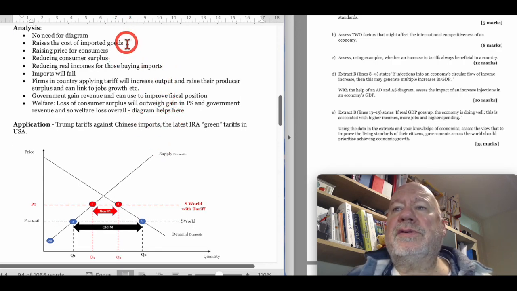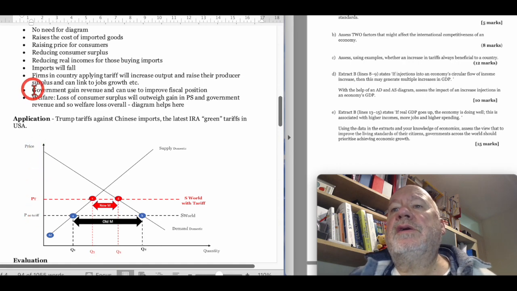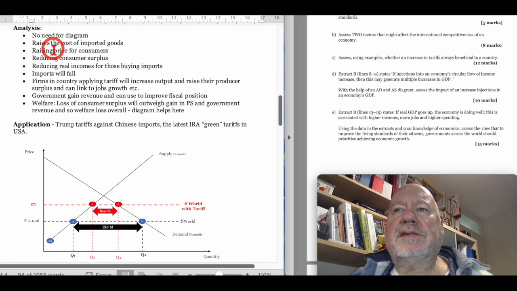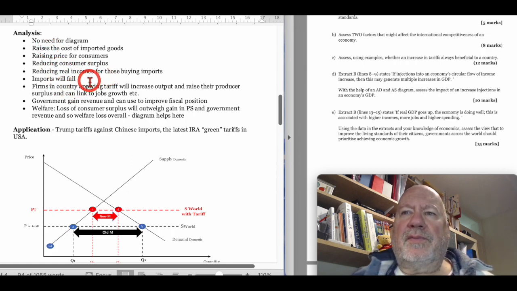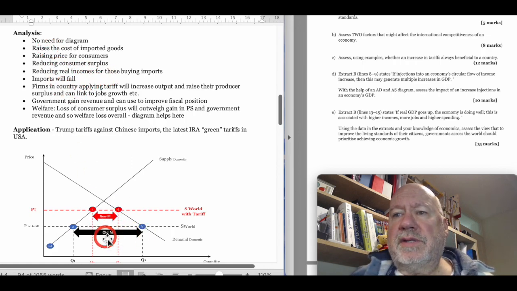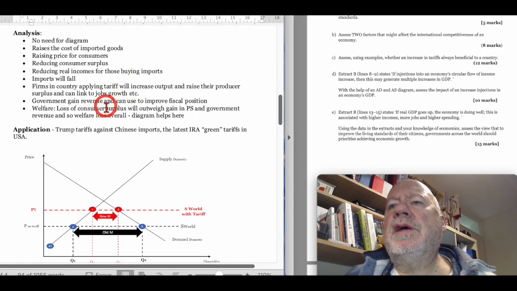It raises the cost of imported goods, which raises the price for consumers. You can see it in this diagram here. Price was that, now it's that. That reduces the consumer surplus by this whole area here. That reduces real incomes as well for those who are buying imports. So it has really quite a negative effect on consumers. Therefore also imports are going to fall. So this is the old, this is the new. So that's a benefit to the country possibly.